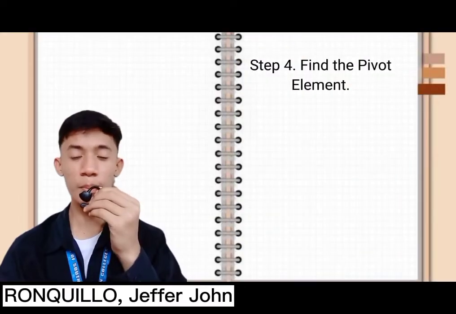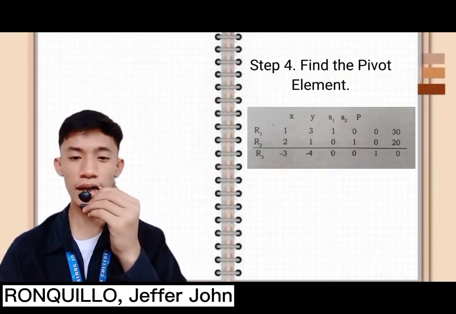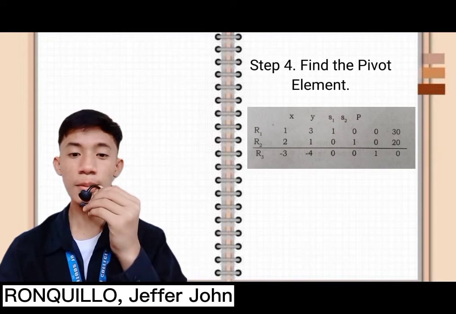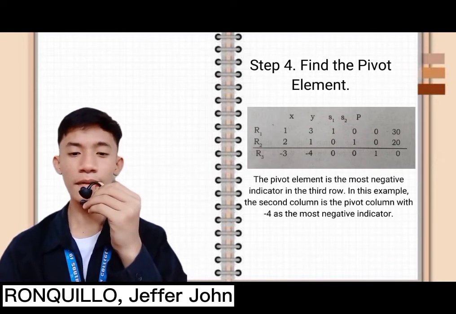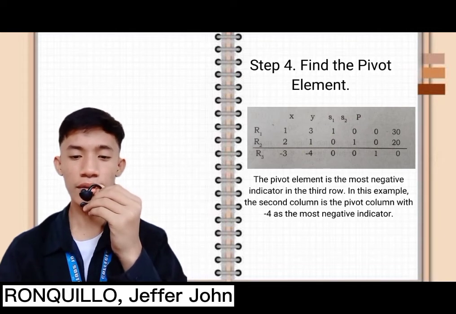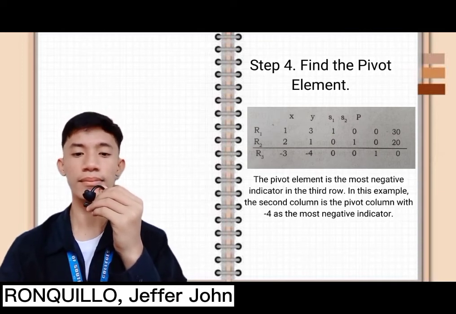Step 4, find the pivot element. The most negative indicator in the last row of the table determines the pivot column. We apply the smallest quotient rule for that column. The pivot column is determined by the most negative indicator in the third row. In this example, the second column is the pivot column with negative 4 as the most negative indicator.